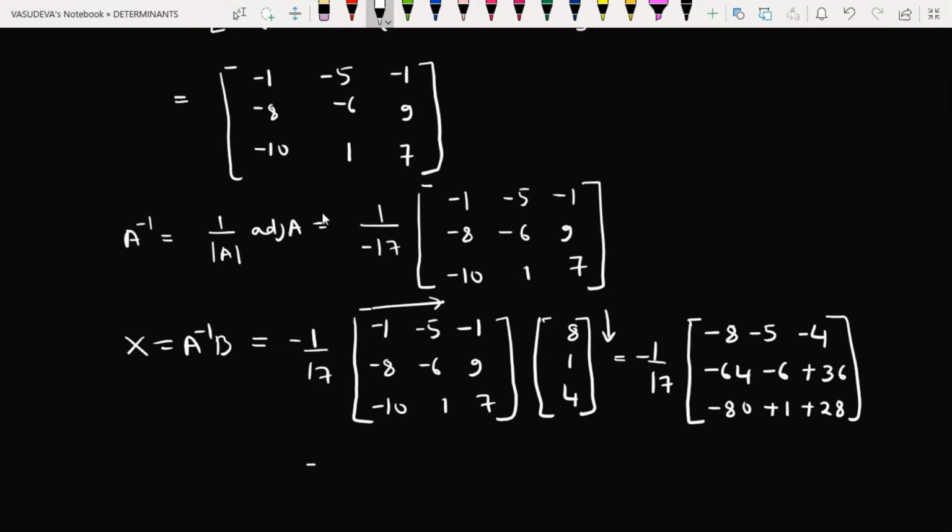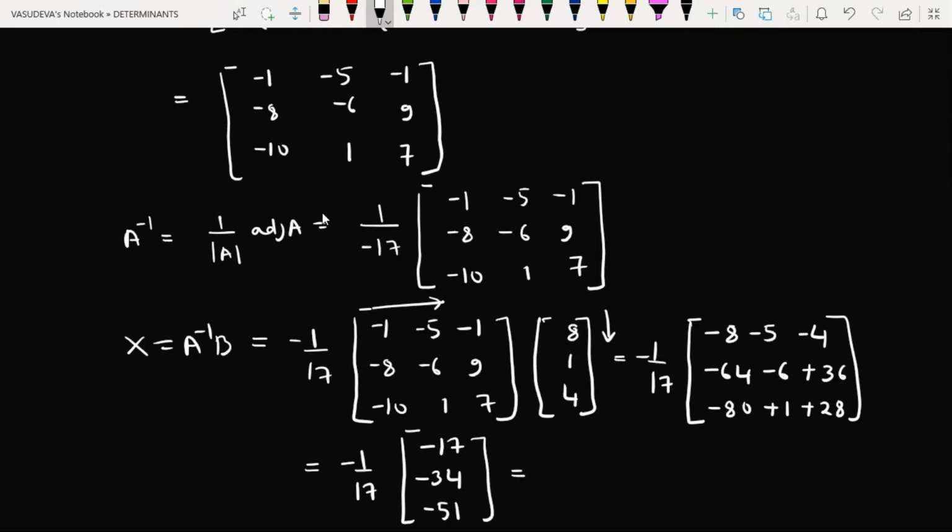So that is equal to minus 1 by 17, minus 8, minus 5, minus 4, minus 17. This is minus 64, minus 6, and that is minus 70, minus 70 plus 36 will be minus 34, and minus 80 plus 1 plus 28 will be minus 51.